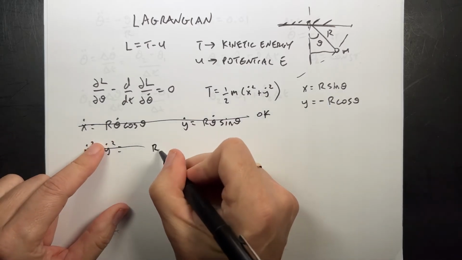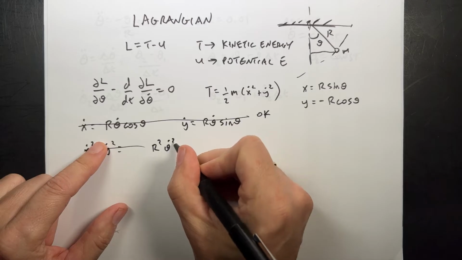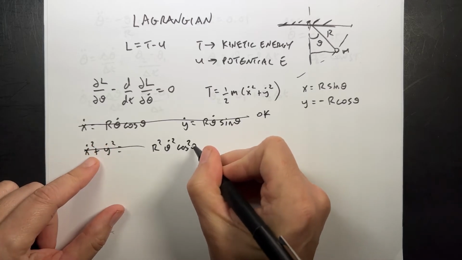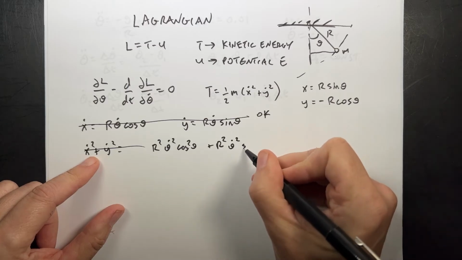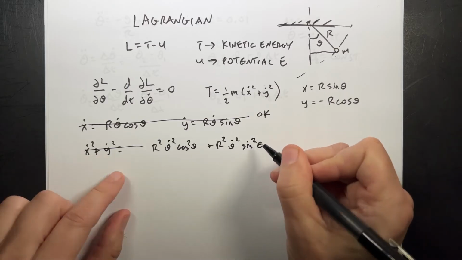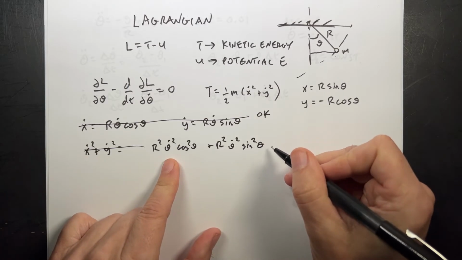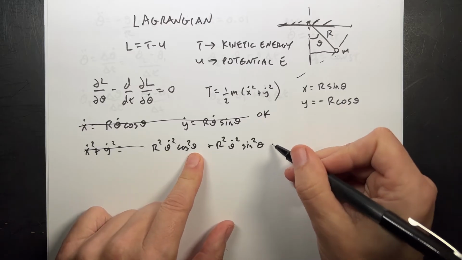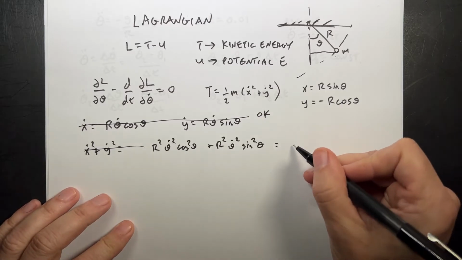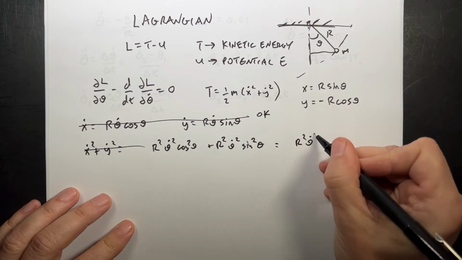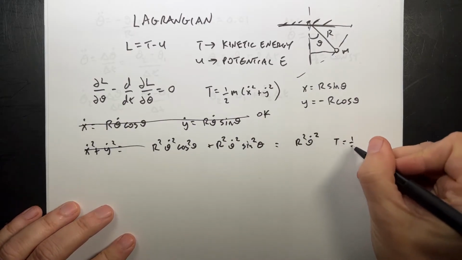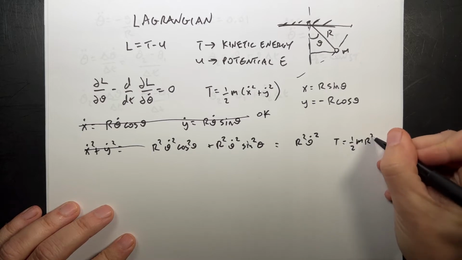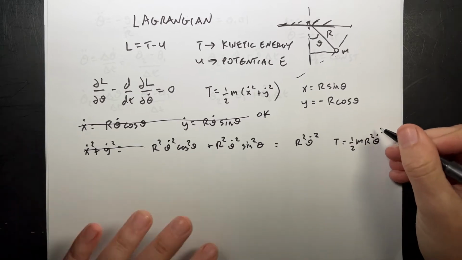So I get r squared theta dot squared cosine squared theta plus r squared theta dot squared sine squared theta. And then I can factor out the r squared theta dot squared, and I get cosine squared plus sine squared, which is 1. So it's just going to be r squared theta dot squared, which you kind of already knew. So I know now T is 1/2 m r squared theta dot squared.